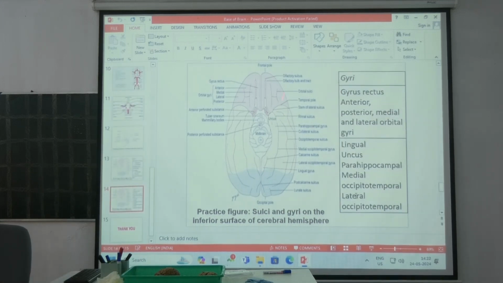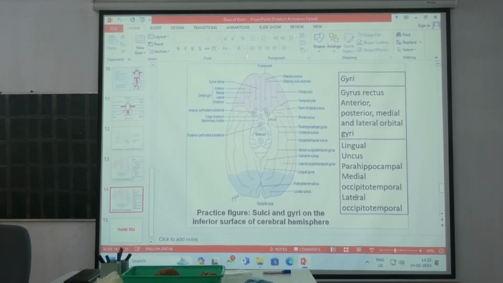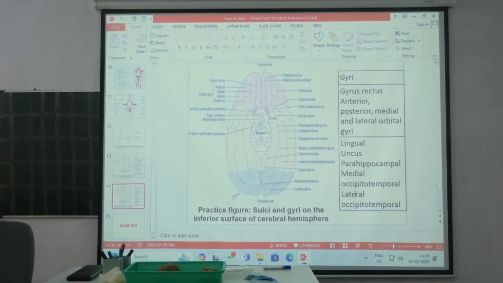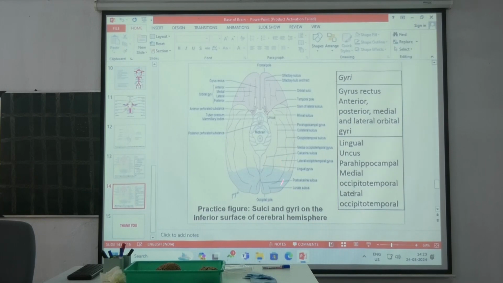And the gyri: medial to this olfactory sulcus is the gyrus rectus. And this H-shaped sulcus is dividing the rest of the orbital surface into anterior, posterior, medial, and lateral orbital gyri. Okay, and over this tentorial surface, there are these gyri: lingual gyrus, uncus, parahippocampal gyri, and medial and lateral occipitotemporal gyri. So these are the important sulci and gyri over this area.